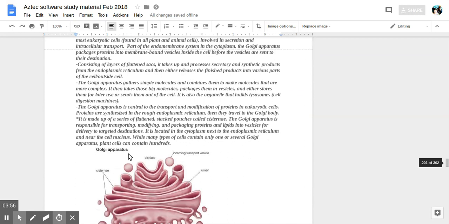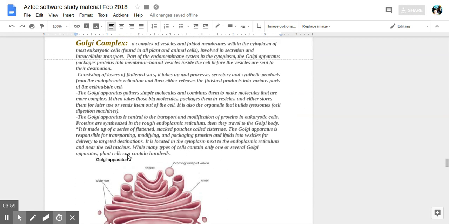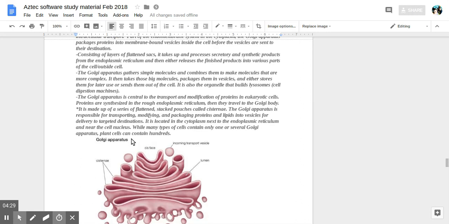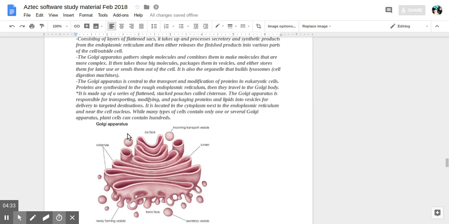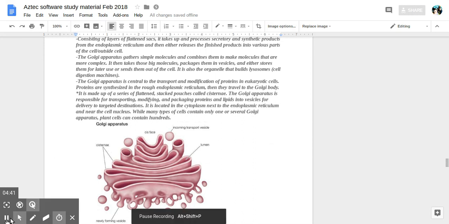The Golgi complex is a complex of vesicles and folded membranes within the cytoplasm of most eukaryotic cells, animal and plant cells, involved in secretion and intracellular transport. So within the cell as well as outside, part of the endomembrane system in the cytoplasm, the Golgi apparatus packages proteins into membrane-bound vesicles inside the cell, and the vesicles are sent to their destinations, consisting of layers of flattened sacs. It takes up and processes secretory and synthetic products from the ER, and then releases the finished products into various parts of the cell or outside the cell.